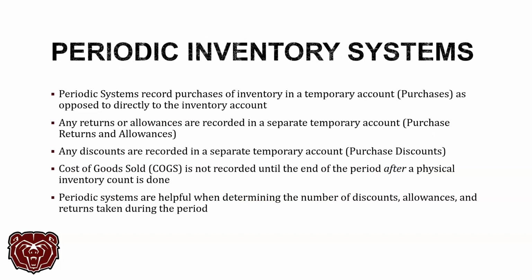So the periodic inventory system, just some very basic facts here about a periodic inventory system. These are things that I would take down as notes, okay? Points 2 and 3 here are pretty important, okay? Any returns, any allowances, we record those in a temporary account, purchase returns and allowances. Okay, this is going to be important as we move forward. Any discounts, same thing, they're recorded in a completely separate temporary account, purchase discounts.